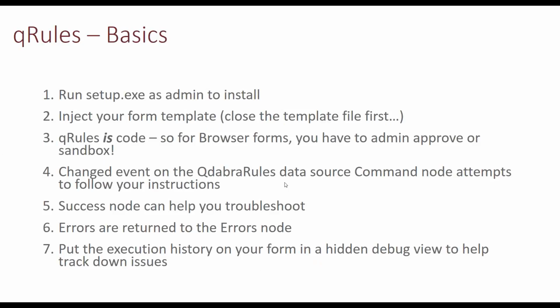The Qdabra rules data source is one of the things added when we inject a form, and it has the command node in it. There is, in the qRules code, a changed event on that command node. So every single time the command node changes, we try to do whatever it is you've entered. We take the string you've entered, and the code tries to execute something based on that string.